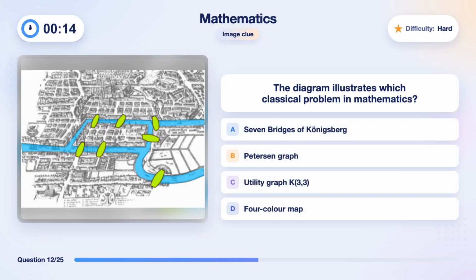The diagram illustrates which classical problem in mathematics? What's it going to be? A. 7 bridges of Königsberg. B. Petersen graph. C. Utility graph K33. D. 4-color map. Now this gets interesting. 14 seconds to think. Start.